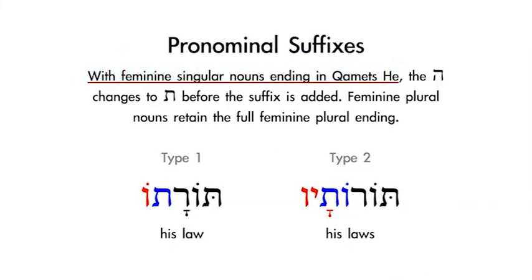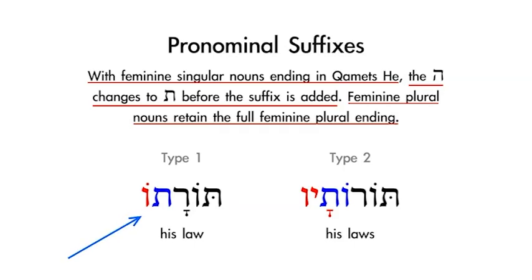With feminine singular nouns ending in qamets he, the he changes to tav before the suffix is added. Feminine plural nouns retain the full feminine plural ending. This is an important point and must be reviewed. In our first example, torato, you can see the blue tav. That is the strengthened he of Torah. It's followed by the 3ms pronominal suffix, his law. In our second example, torathav, we see the full ot ending of the feminine plural in blue, followed by the full type 2 pronominal suffix, that's 3ms, his laws.